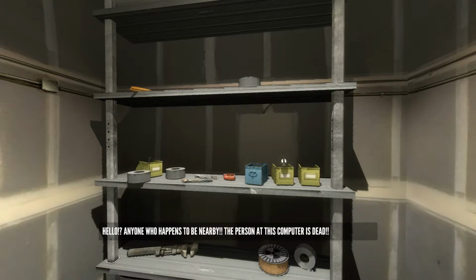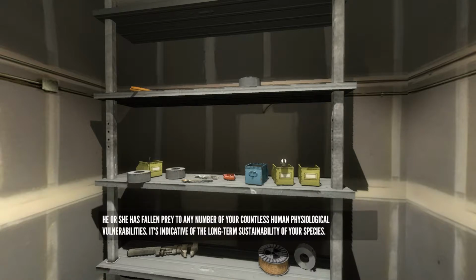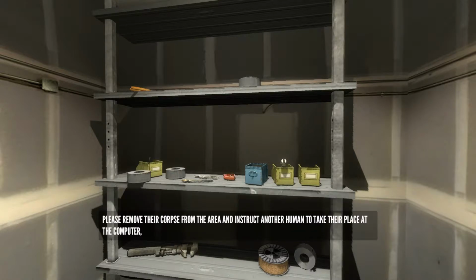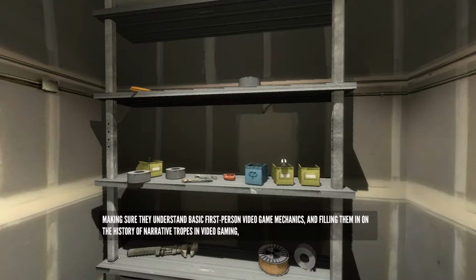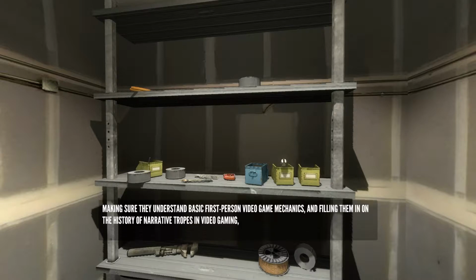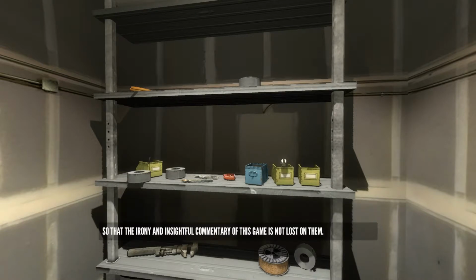Hello? Anyone who happens to be nearby? The person at this computer is dead. He or she has fallen prey to any number of your countless human physiological vulnerabilities. It's indicative of the long-term sustainability of your species. Please remove their corpse from the area and instruct another human to take their place at the computer, making sure they understand basic first-person video game mechanics and filling them in on the history of narrative tropes in video gaming, so that the irony and insightful commentary of this game is not lost on them. All right, when you've done that, just step out into the hallway.